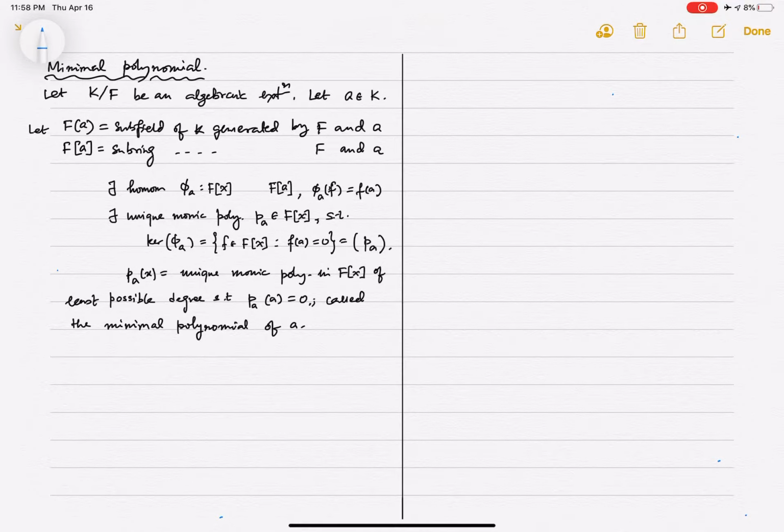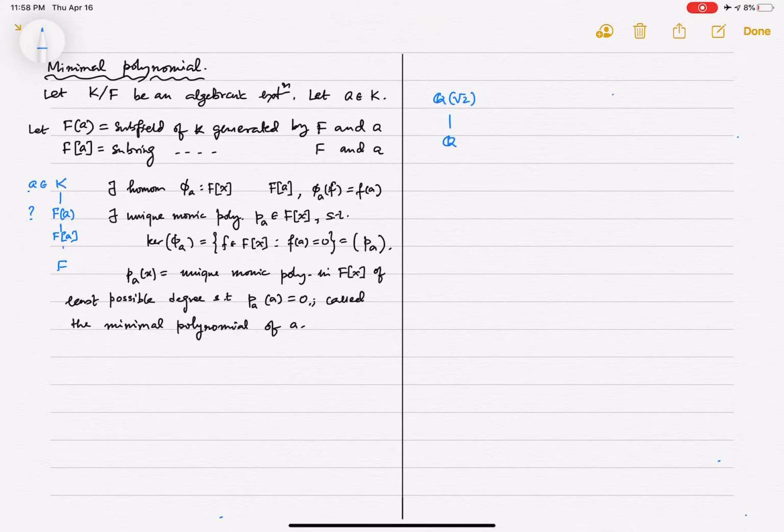We are trying to understand the simplest kind of algebraic extensions that you get by adding just one algebraic element. The setup is that the algebraic element has to come from somewhere. So you have an extension k over f, and you take an algebraic element a in k. And you consider f(a), which means the subfield of k generated by a over f. And you want to understand the structure of it.